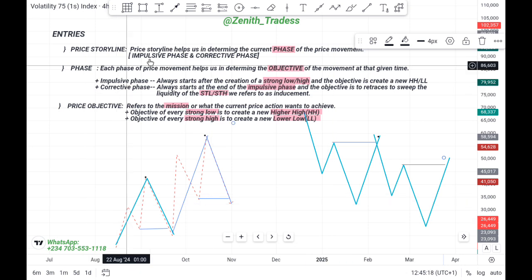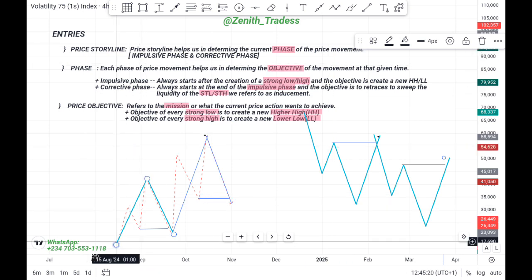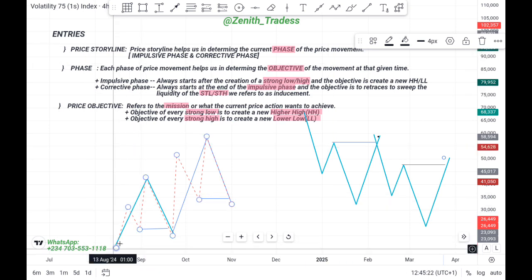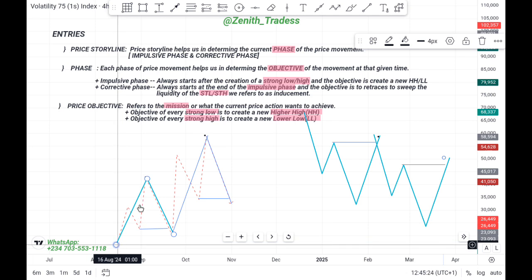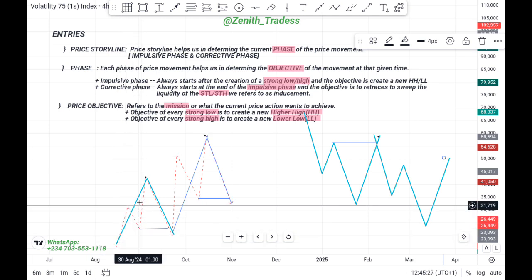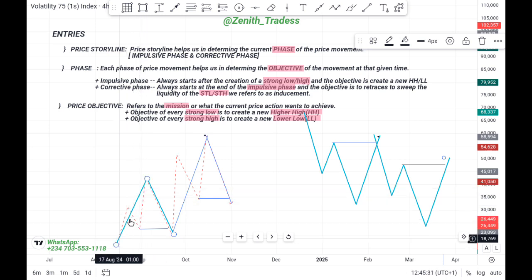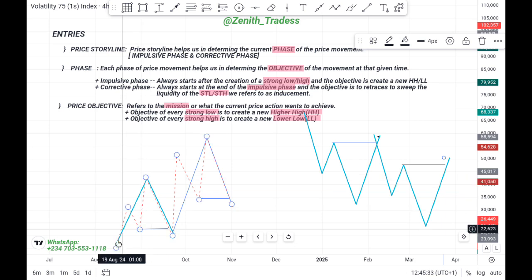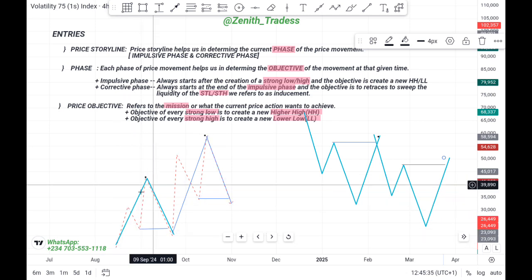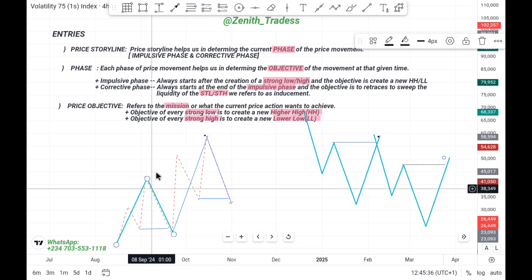Now that the storyline gave us the phase, when we check the previous price action, we know that okay, here a strong low formed and it's moving bullish again. This next movement is an impulsive move. That is the phase, impulsive phase. And when we know that this is an impulsive phase, what is the objective of every impulsive move? In an uptrend, it is to give a new higher high.